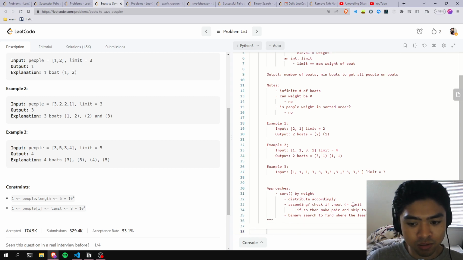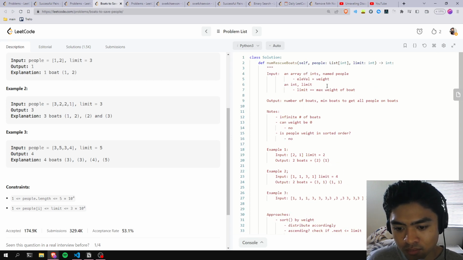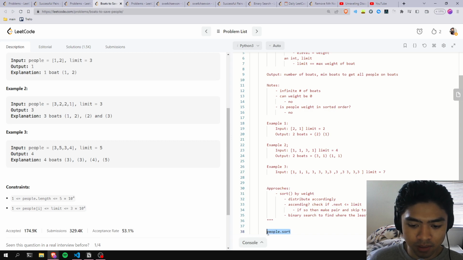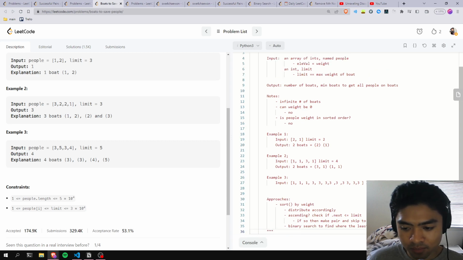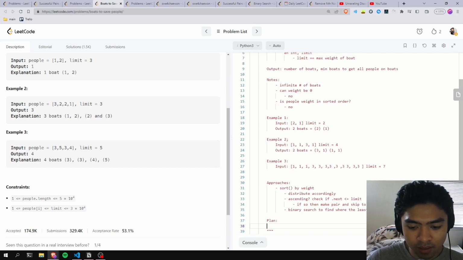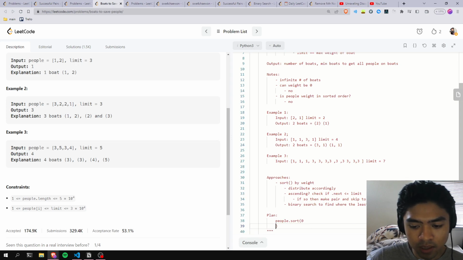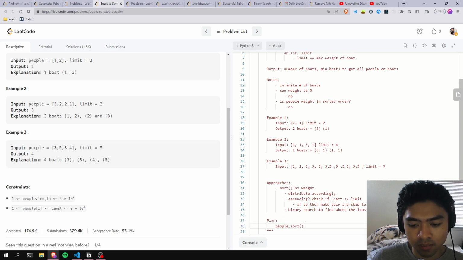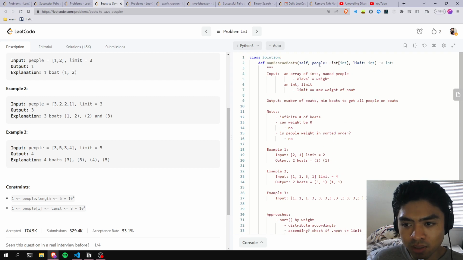So first off, we've got to sort the weight. So we can say people.sort. Oh, we've got to plan first. Yeah, we've got to plan before we code. All right, so let's go plan. Well, we're going to sort people. Anyways, yeah, so you can sort the people.